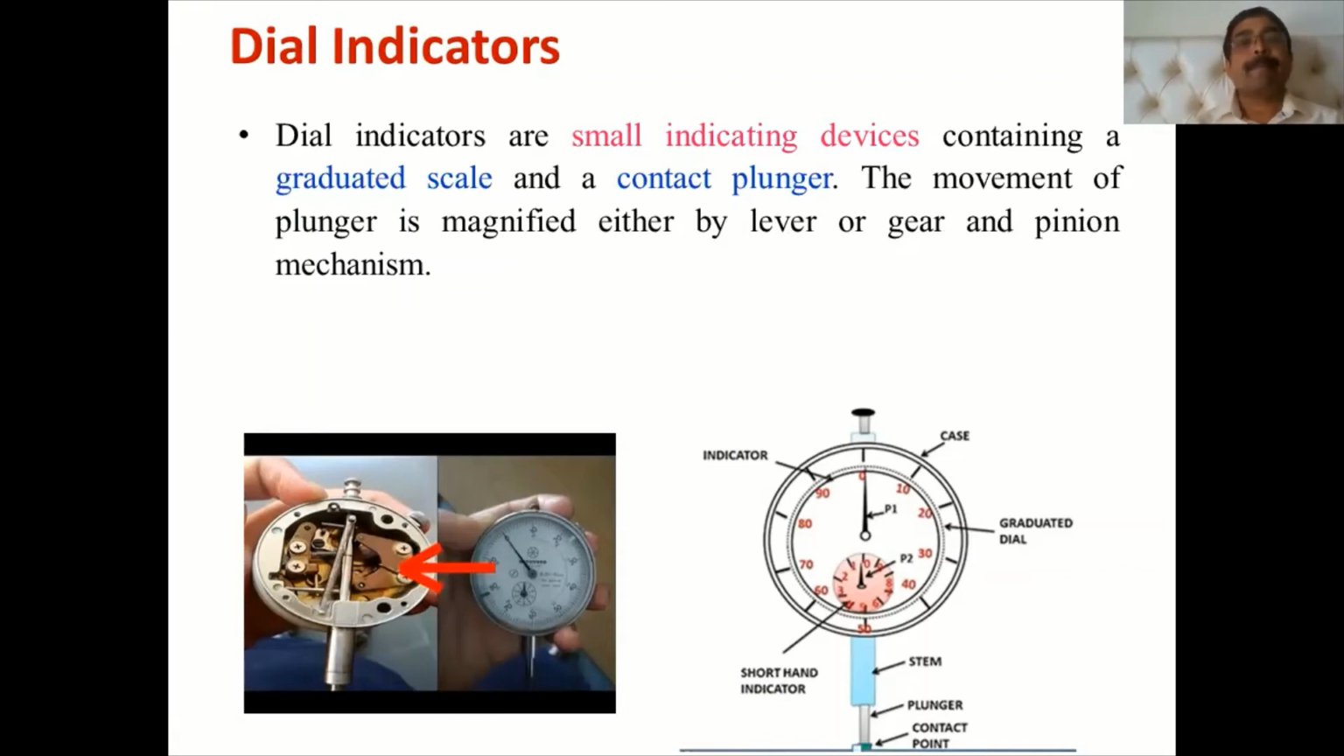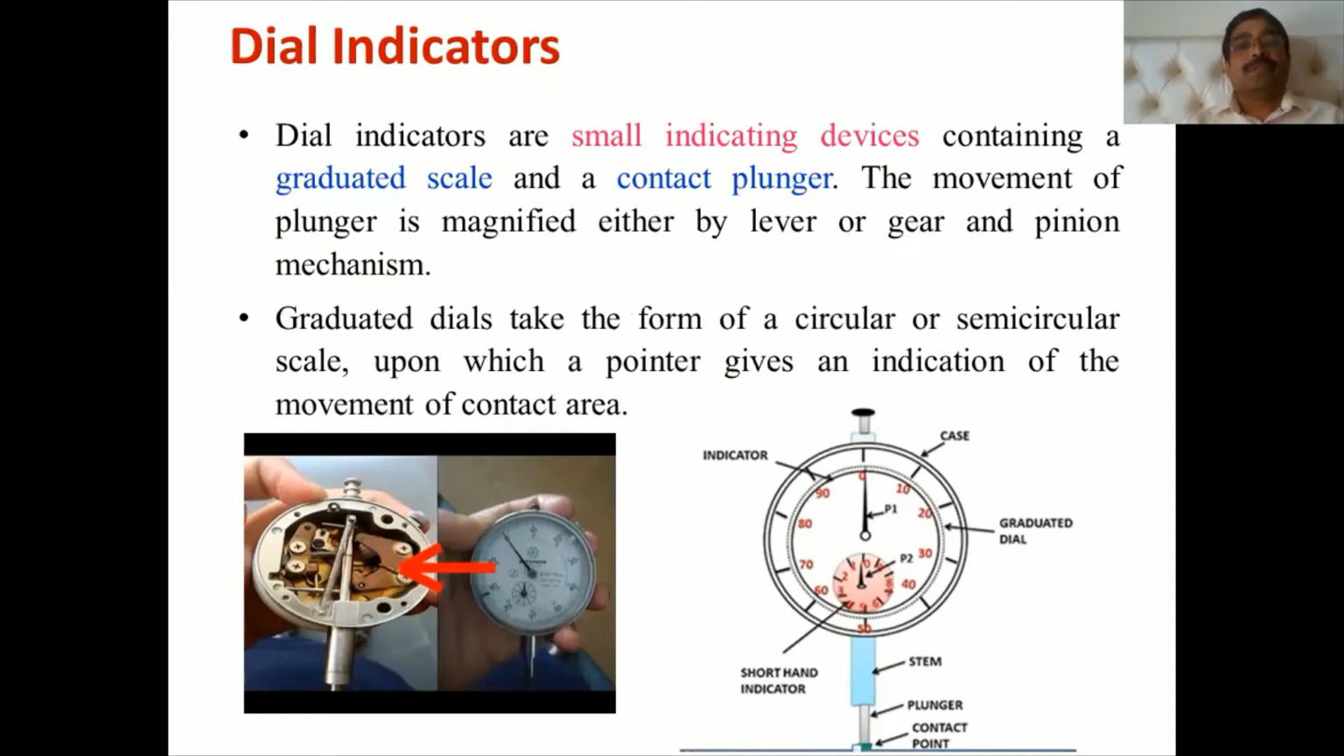Right? Here, the same thing I have already discussed. Especially here, the graduated dial takes the form of a circular or semicircular scale upon which the pointer moves. It indicates that when the plunger moves, naturally the pointer will move over the circular scale. That is the meaning of that.